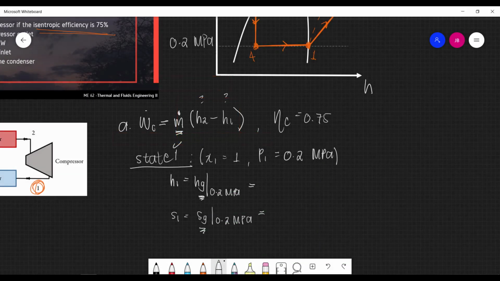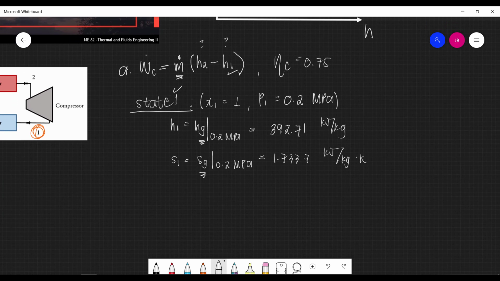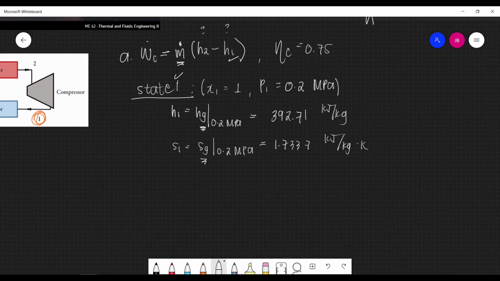Sulat lang natin, we have 392.71 kilojoules per kilogram. And ang entropy naman natin ay 1.7337 kilojoules per kilogram Kelvin. So, we already know state 1. Now, let's proceed with state 2s.